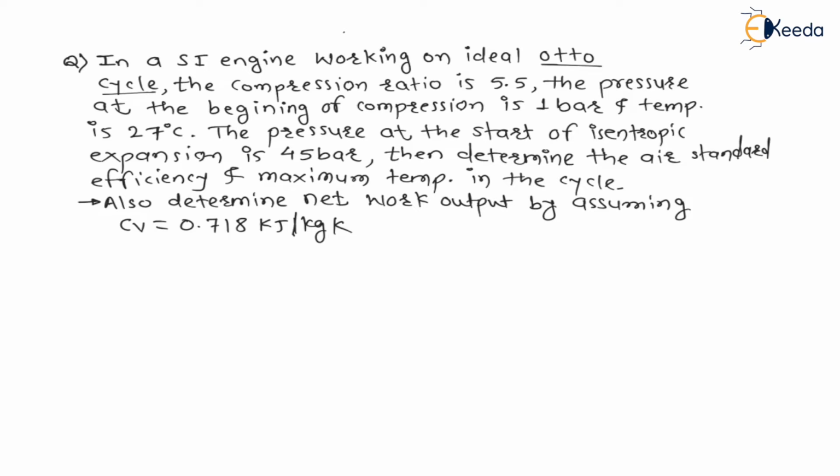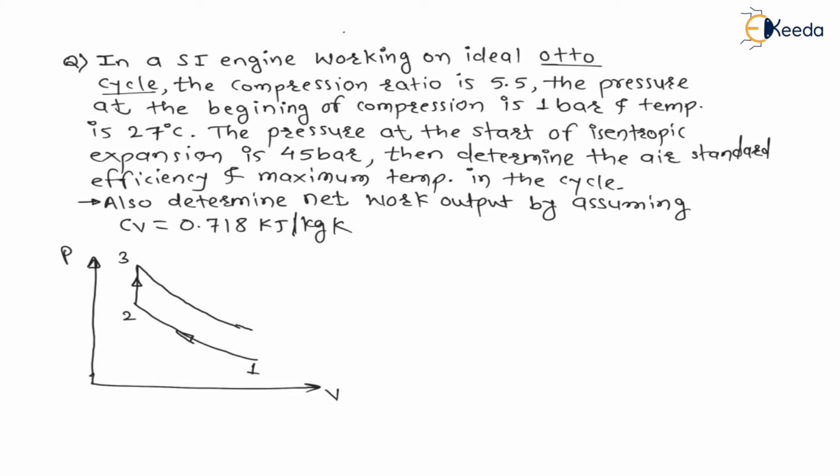So let us draw the Otto cycle. If I draw the pressure versus volume diagram, the PV diagram for the Otto cycle, in this diagram, process 1 to 2 is reversible adiabatic compression. Then 2 to 3 is constant volume heat supply. 3 to 4 is reversible adiabatic expansion. And 4 to 1 is constant volume heat rejection. This is how we can say it is an Otto cycle.